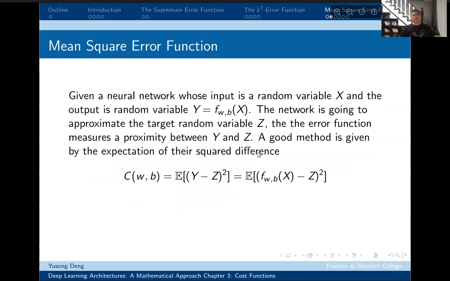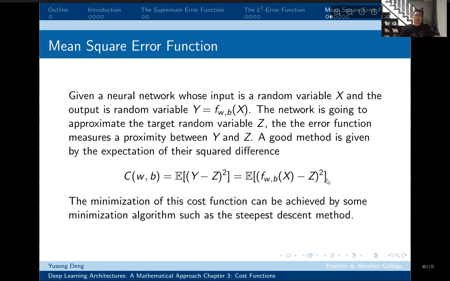The mean square error function, what is that? Think about this: given a neural network, the input is a random variable capital X, and the output is a random variable capital Y equals f of capital X, and then the network is going to approximate the target random variable Z. The error function measures the proximity between Y and Z. So a good method is given by the expectation of their square difference, basically the cost function. The cost function here equals the expectation, where E is the expectation operator, of (Y minus Z) squared. In other words, it is the expectation of (f(X) minus Z) squared.